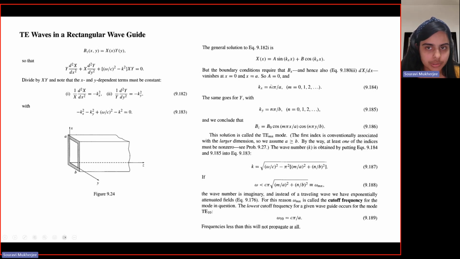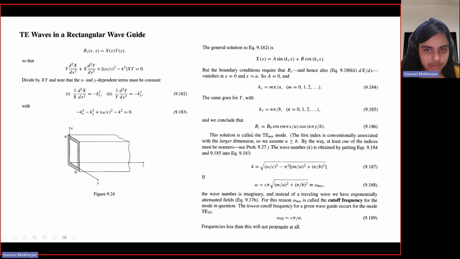If you do that, you get the possible values of kx, which is given as m pi by a, and m goes from 0 to all the integral values. Similarly, you can do the same thing for y and you'll get all the possible values of ky. And here you can see this depends on the dimensions of your waveguide, right? So you can put these values in and conclude that your Bz should have a form like this. This is coming from here. Just by putting X and Y here, you would get this kind of a form.